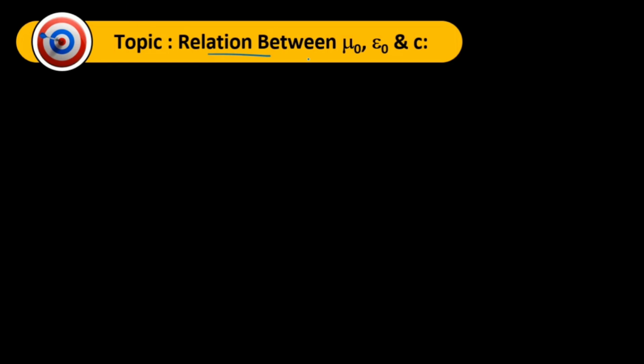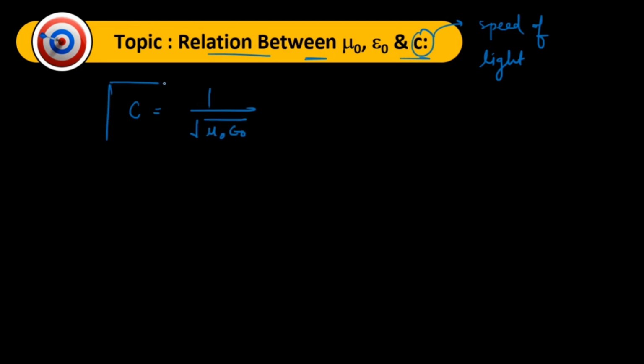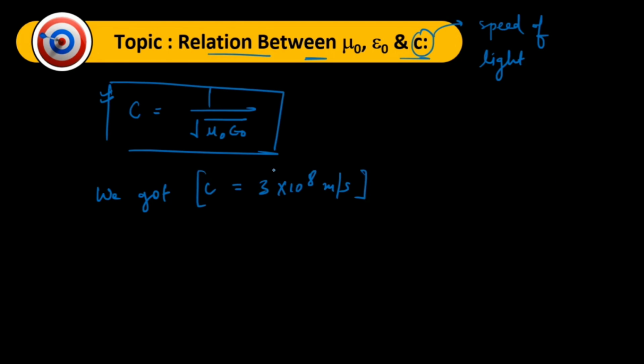Now there is another thing: mu naught, epsilon naught, and c. So we know what is epsilon naught, we know what is mu naught as of now, but what is c? It is the speed of light. So the speed of light is related to permeability and permittivity by this relation. Remember this relation. From here only we got the speed of light as 3 into 10 to the power 8 meters per second. From this relation only. So that is also something which is important.